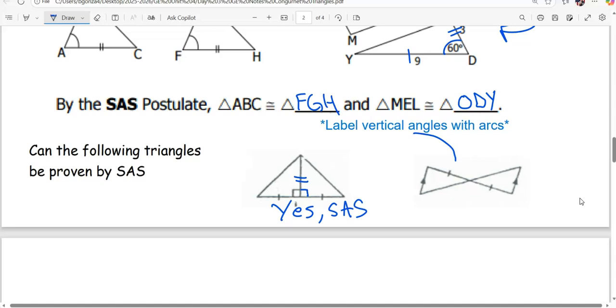Vertical angles look like this. I'm going to put an arc and an arc. I'm telling you, every time you see an intersection X, put the arcs on the vertical angles. That is what you need to do, okay?